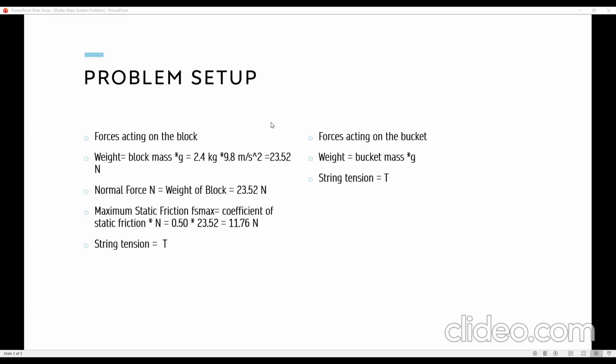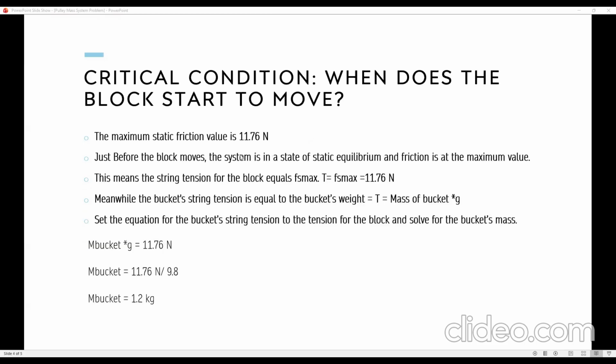For the forces acting on the bucket, we have the weight, which is equal to the bucket mass times the acceleration due to gravity, as well as the string tension T. And this bucket mass right here is what we're going to be solving for. So the critical condition is when the block is going to start to move. Any additional mass after that is when the block will start to move.